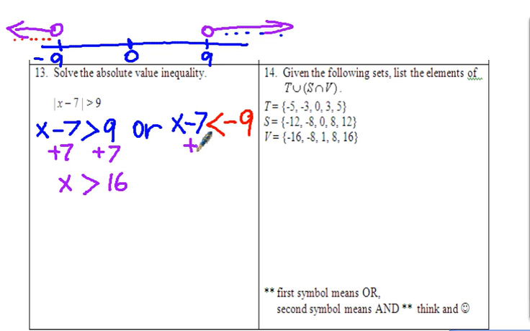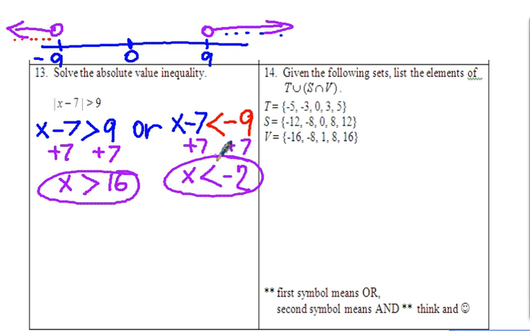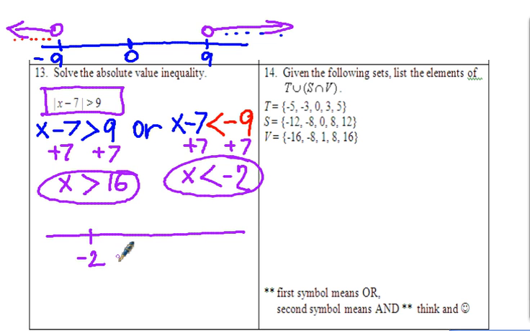Or, adding 7, x is less than minus 9 plus 7, which is minus 2. So these are our two intervals. And you know when we have this problem, this is an OR statement. We are expecting two intervals. I will graph it for you, even though you were not expected to do that. Negative 2 and 16. These values are not part of the solution, so the circle is empty. And we'll be going away.